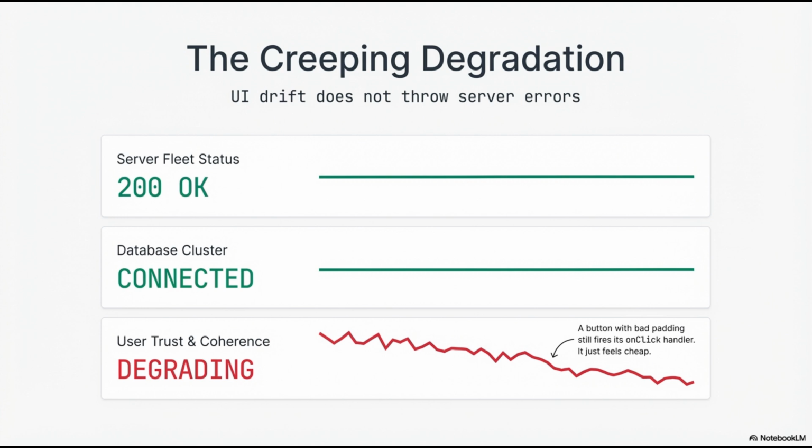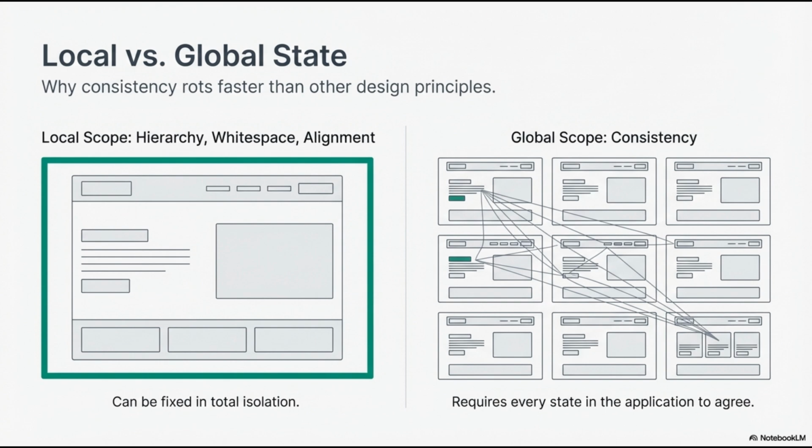But wait, why doesn't this kind of creeping degradation happen with the other design principles we already covered? That's a great question. There's a really sharp contrast here. Because we talked about hierarchy, white space, alignment, proximity, and contrast. Right. Why don't those rot the same way? Well, it comes down to scope. Those first 5 principles are highly localized. Okay, meaning what? Meaning you can completely fix the hierarchy or the white space of a single landing page in total isolation. You never have to look at another screen. Oh, right. You just fix that one page.